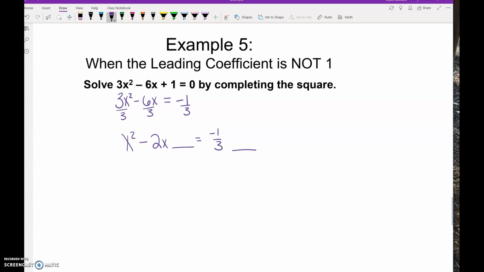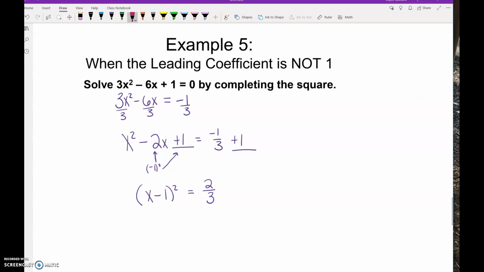So you're still going to take this middle number and basically divide it by 2. 2 times what is negative 2? That number would be negative 1. So we need to take negative 1 and square it and put it in this spot. So we're going to be adding 1 to both sides. The left side factors into x minus 1 squared. The right side, negative 1/3 plus 1. If you do that in your calculator, change it back to a fraction. It is the fraction 2/3.